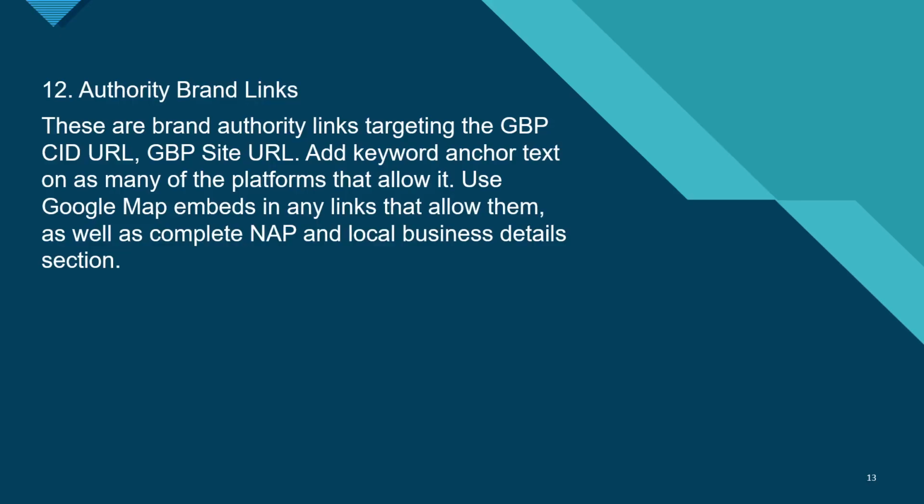Use Google Map embeds on any of the links that allow them, as well as a complete NAP and local business details section. Now, for more information about this, I'll leave a link in the description that describes exactly what authority brand links are and what they can do for you.